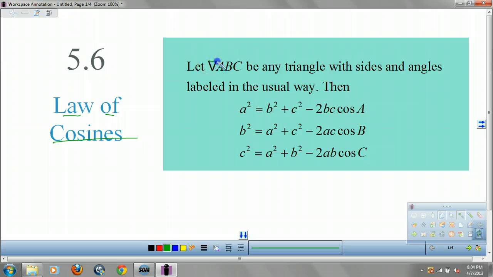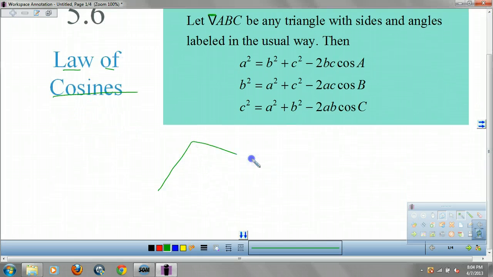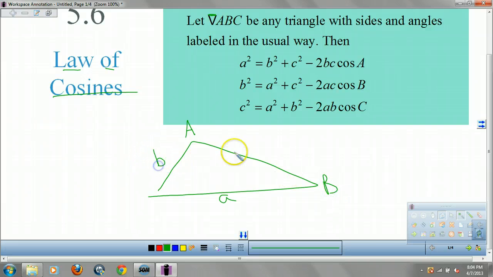Let triangle ABC be any triangle labeled in the usual way. And what they mean by that is you have a triangle. If that's big A, that's little a. If this is big B, this is little b. And if this is big C, this is little c. Okay?